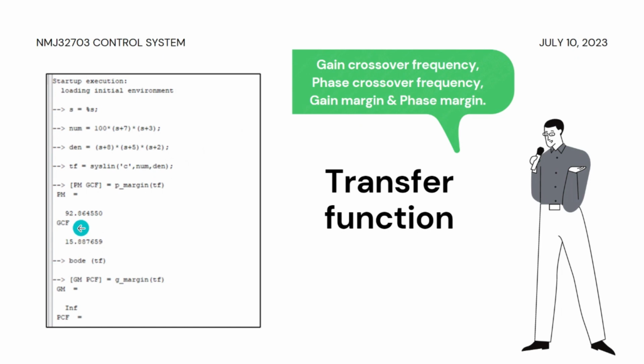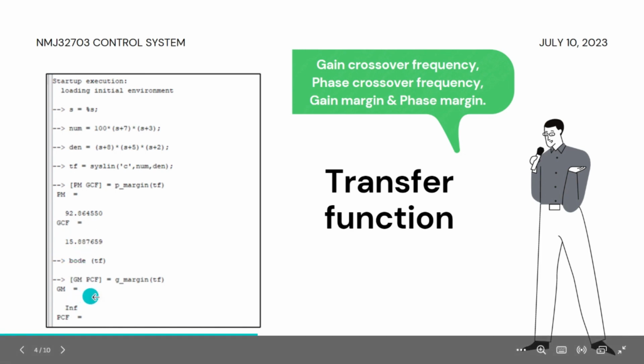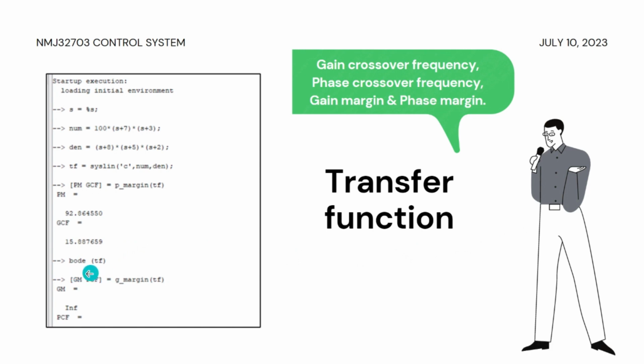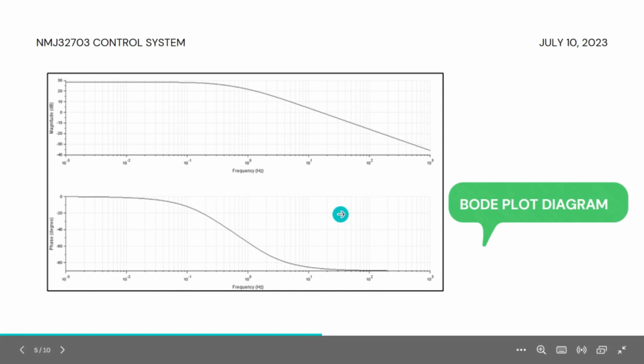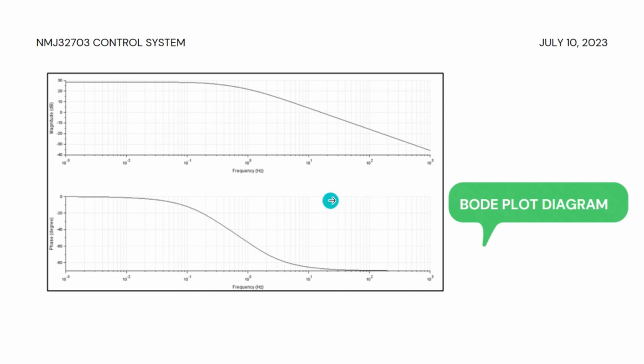This is the value for phase margin, which is 92.86. This is the gain crossover frequency, which is 15.88. The gain margin and the phase crossover frequency are infinity. By using this line, which is the Bode plot command, we can get this Bode plot diagram, which shows the magnitude and phase of the frequency response.